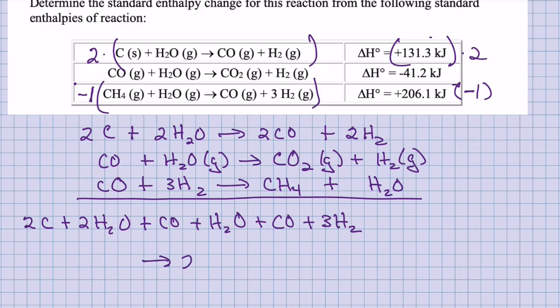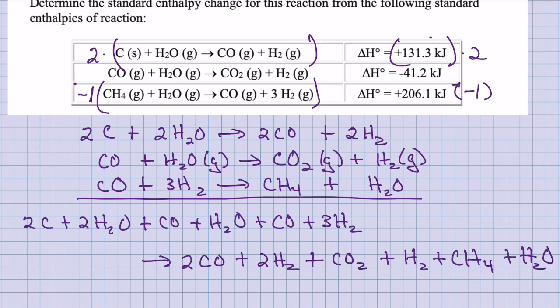I'm going to have 2 carbon monoxide plus 2H2 from my first reaction. All right, and then I'm going to add from the second one CO2 plus H2. And then for my third reaction, methane and water. All right, so that's what I've got. All right, so let's take a look here and see what kinds of things cancel out.